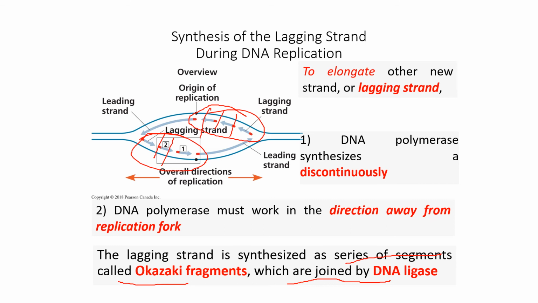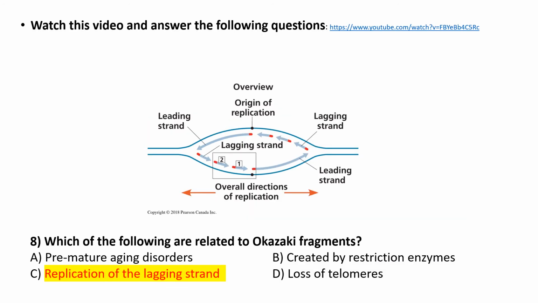So if you remember each one of these, here you have to set up first an RNA section, and then you put the DNA beside that. So the only answer that is possible, the only one that is related to the Okazaki fragment, is the lagging strand. The premature aging disorders are actually related to the loss of telomeres, as we talked before. So there is no relation between Okazaki fragments and telomeres or premature aging disorders.